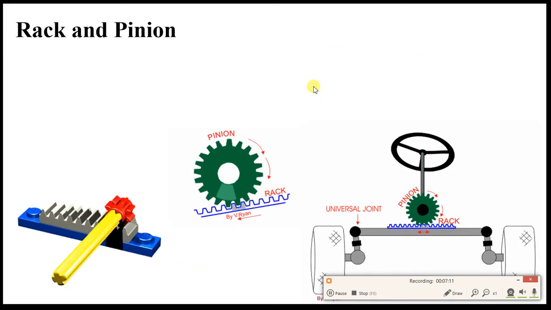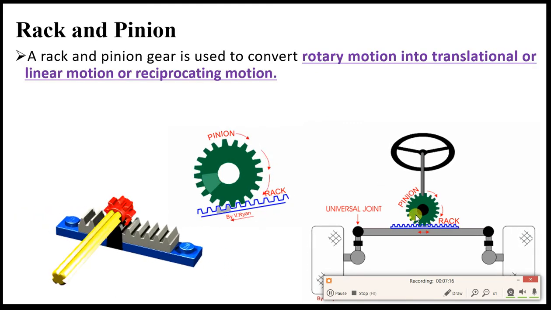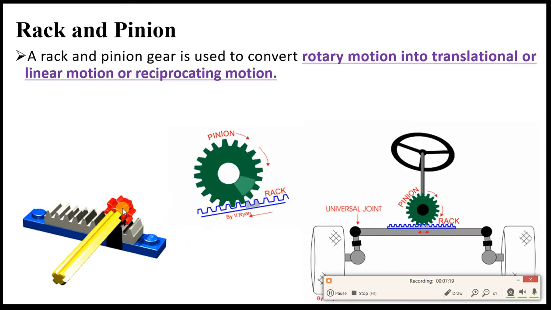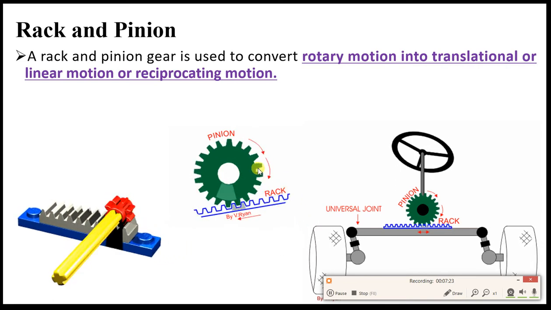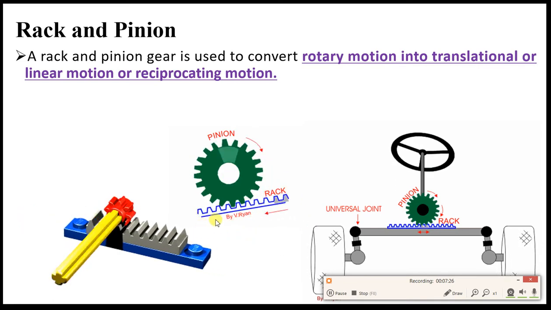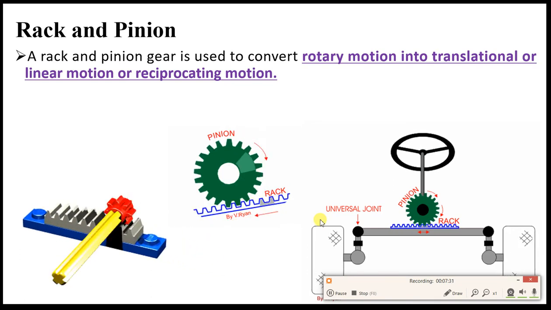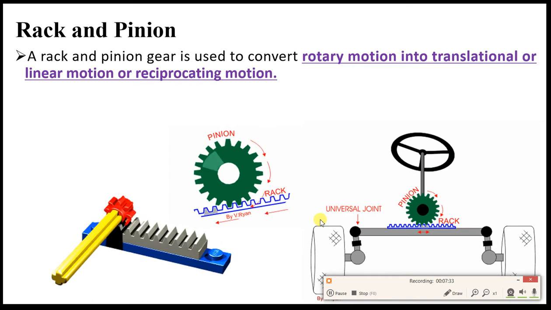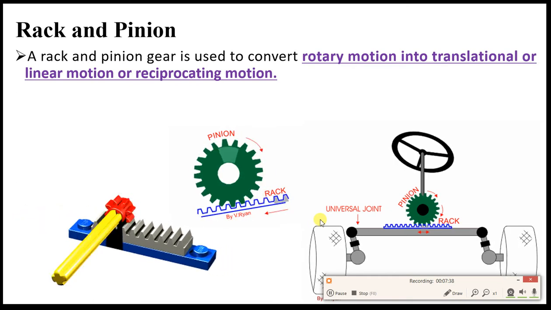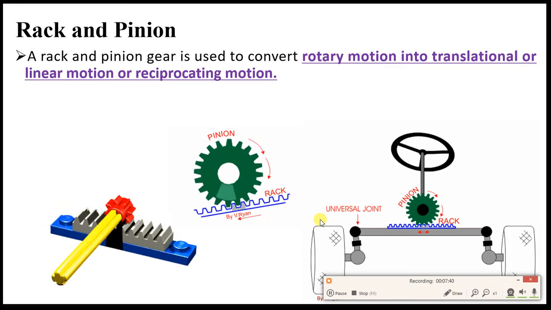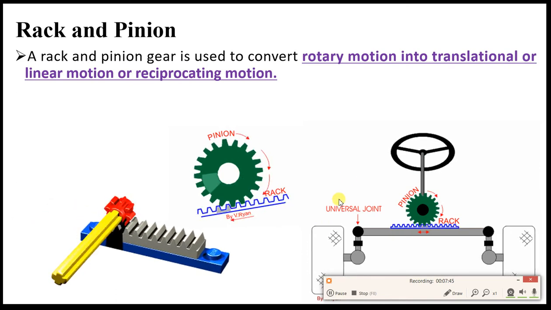But if you see rack and pinion, what is the function of rack and pinion? This red color gear is called the pinion, and the bottom is the rack. Here the green one is the pinion, and the bottom is the rack. You can see the pinion is rotating and the rack is moving linearly. So the function of rack and pinion gear is to convert rotary motion into linear or reciprocating motion, or vice versa.